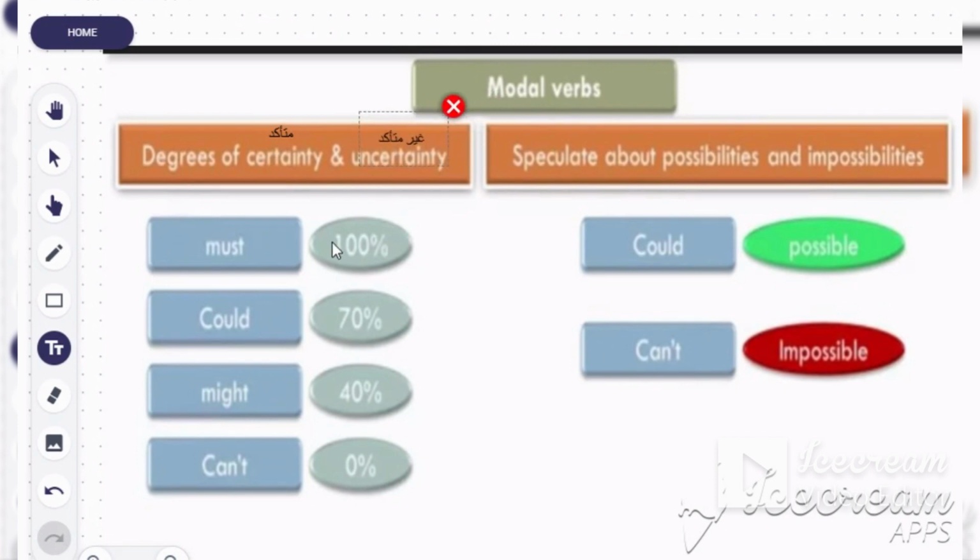طيب هلا أنا أعطيتك نسب. أوكي now must 100% يعني أنا متأكد 100% إنه this thing happens. أوكي يجب. Could 70%. أوكي might يمكن. What 40%. can't احنا بنعرفها لا يستطيع، لكن هون بدنا نستخدمها بمعنى الاستحالة، إنه this thing won't happen. أوكي مش ممكن إنه يكون هنا 0%.